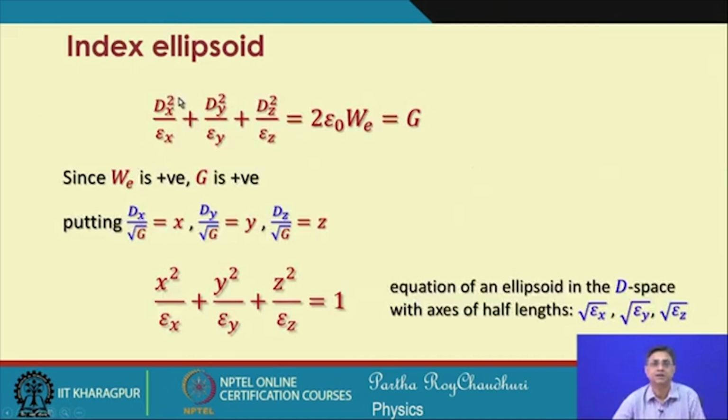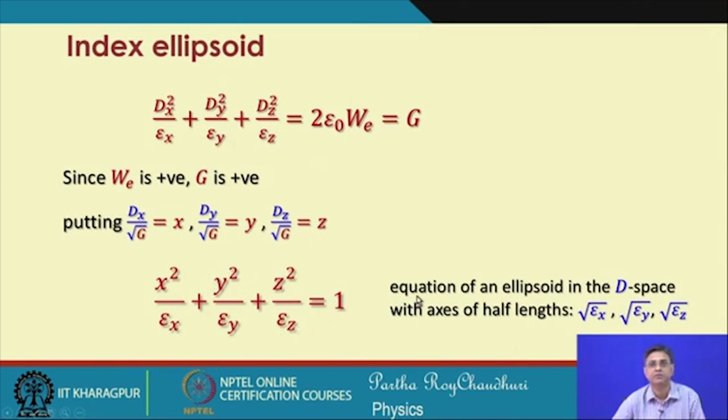So, this equation, that is dx square by epsilon x, dy square by epsilon y and so on is equal to g. If I again divide by g, then we can write that dx by g is equal to x. If we assume that we assign this dx by under root of g as equal to x, and similarly dy by under root of g equal to y and so on, then this equation can be rewritten in this form, that x square by epsilon x plus y square by epsilon y plus z square by epsilon z is equal to 1.